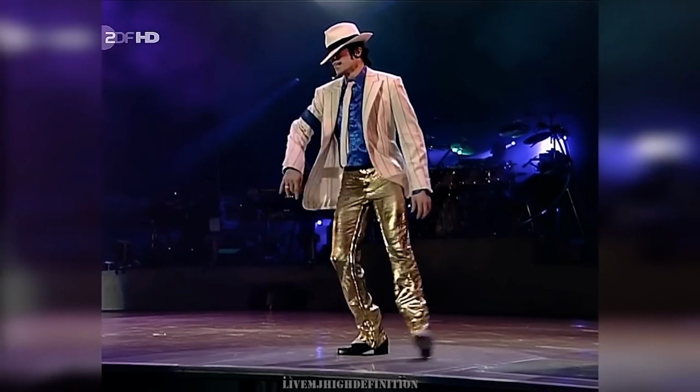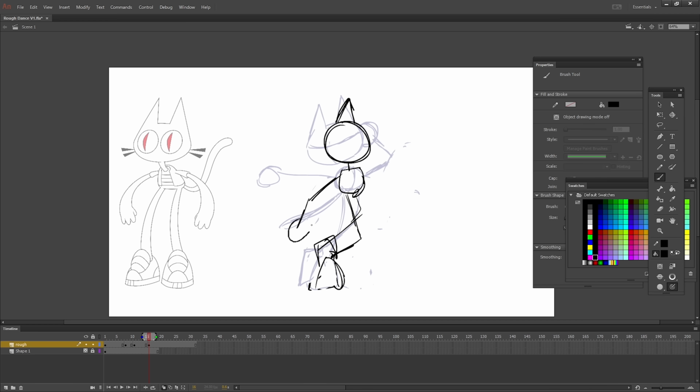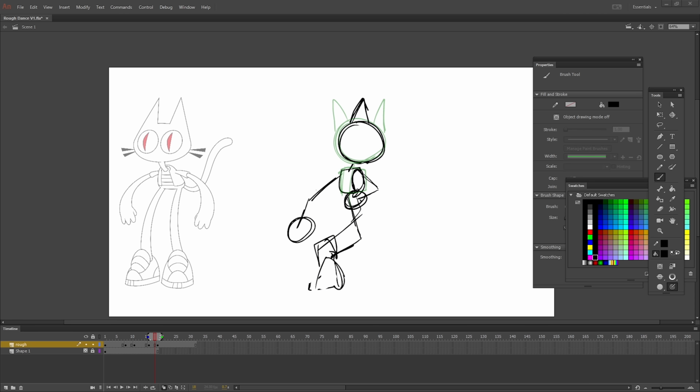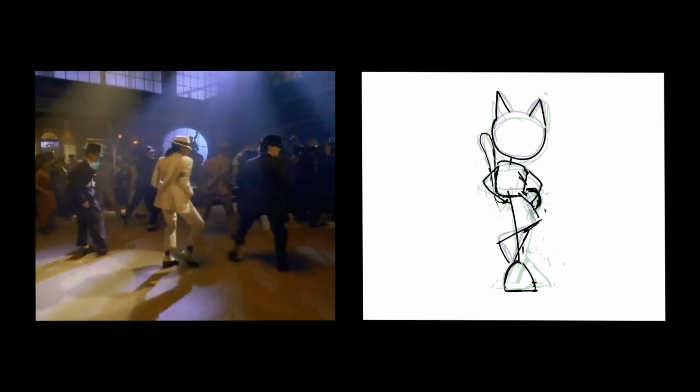I want him to do a bit of an 80s pop dance, so I found this clip of Michael Jackson doing a spin point. Just like any other aspect of drawing, it's important to have reference for your animation. Just in this case, we're not referencing the images themselves, but the movement. I like this motion right here, so I started with that.